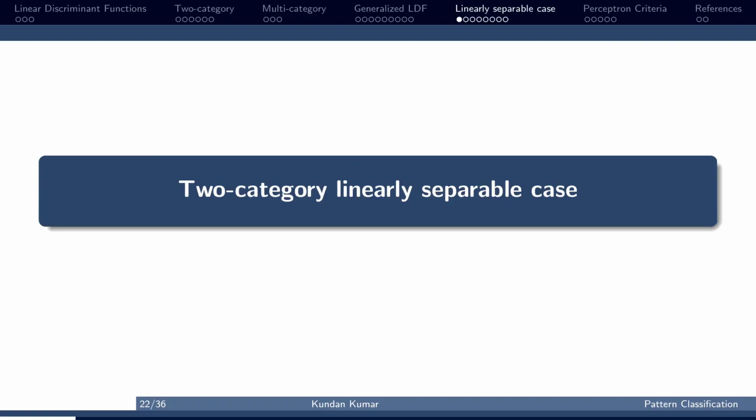In the last few lectures, we were discussing the linear discriminant functions, where we discussed the two category case, the multi-category case, and also the generalized linear discriminant function. So in this lecture, we are going to discuss the linearly separable case for a two category classifier. Here our objective is to classify the data samples in the feature space using a decision boundary. That means the features are to be linearly separable. Then we have to find the parameters of the linear discriminant function.